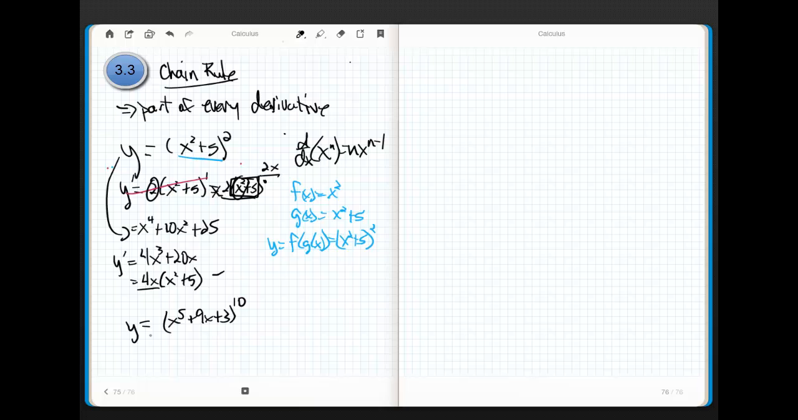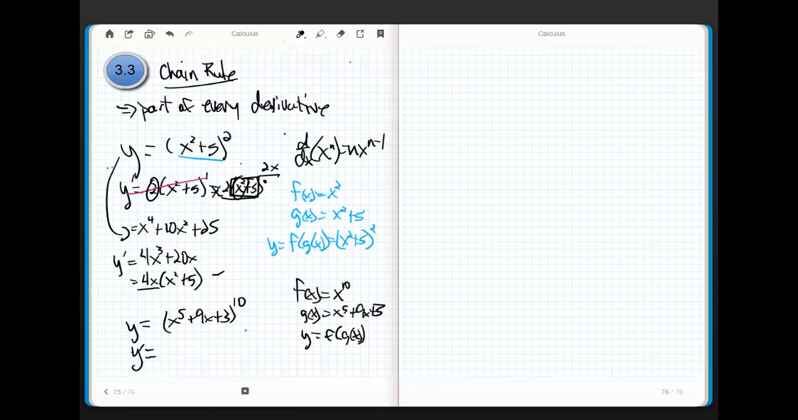So watch how chain rule works, and then I'll give you the formula for it. Watch. We've got a composition of two functions. I'm going to think of y as being f of x equals x to the 10th, and g of x equals x to the 5th plus 9x plus 3. So y is equal to f of g of x.